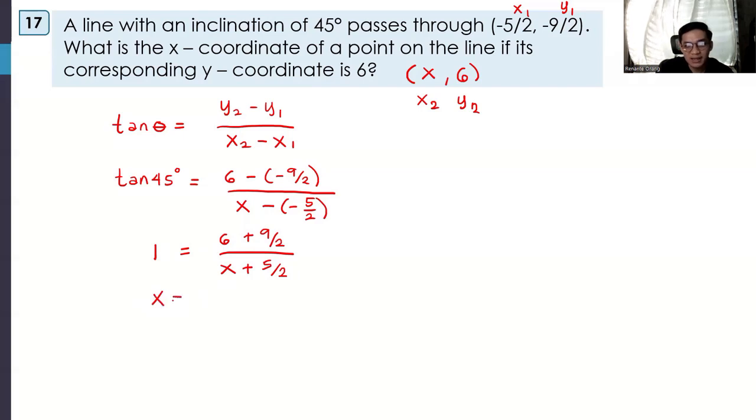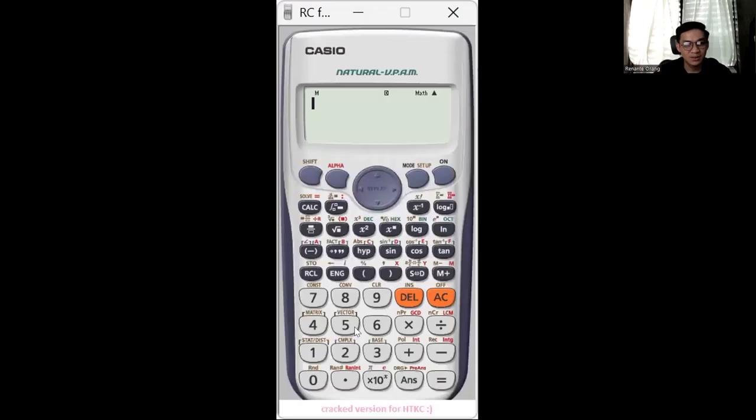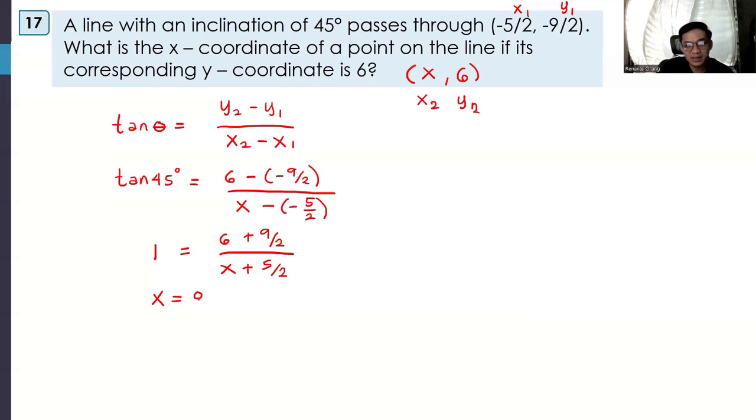So, input po natin yan lahat para makuha natin si x. We have 1 is equivalent to 6 plus 9 over 2 divided by x plus 5 over 2. Then, press shift, then calc or shift solve. Then, input ka ng any number, then equals. Our answer is 8. Sulat lang natin, 8, and that is our final answer.